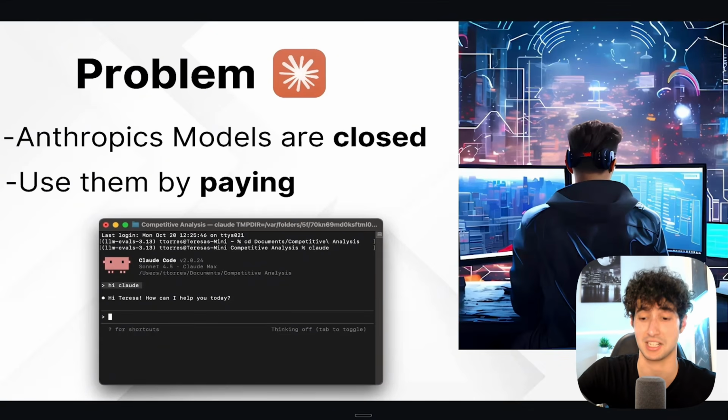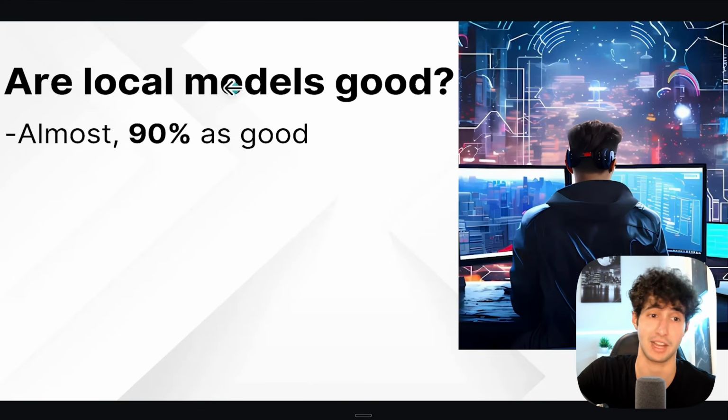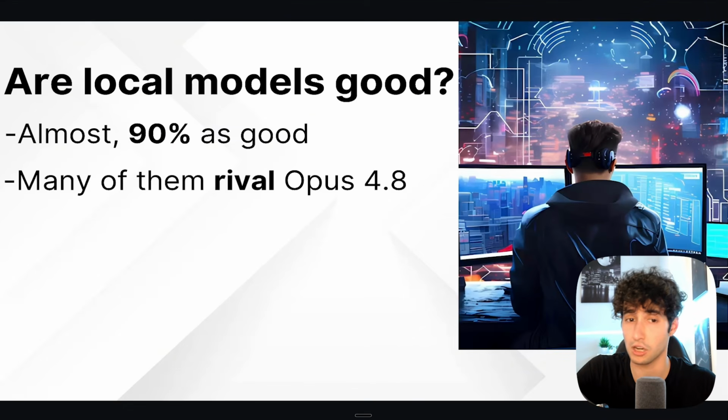But some of you might ask, are these local models actually good, or will they be significantly worse than the Anthropic models and give me bad results? And the answer to that is, a lot of them are almost as good as Anthropic's top tier models. And if I had to put a number on it, I would say around 90% as good. And I'm sure that you have seen multiple different videos on YouTube with local models that can rival Anthropic's top model, which currently is Opus 4.8.